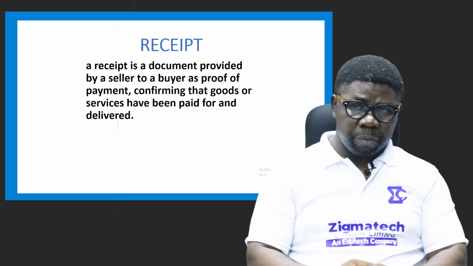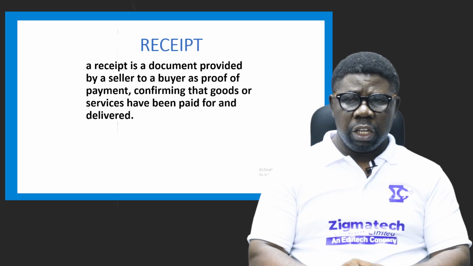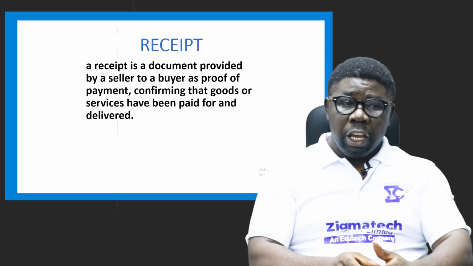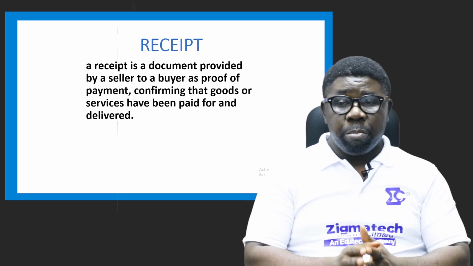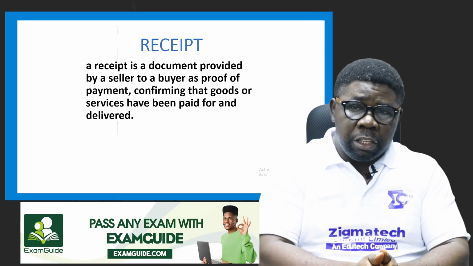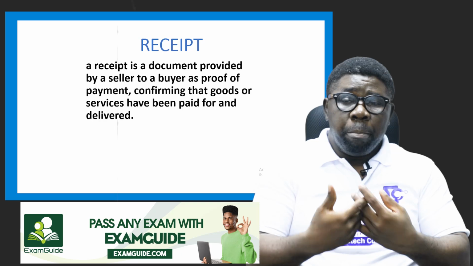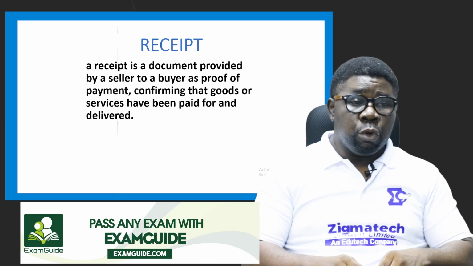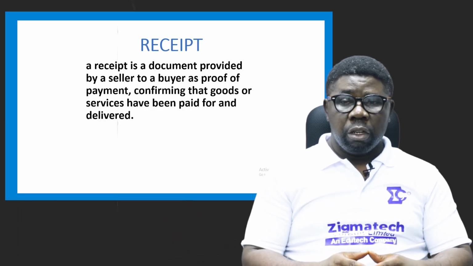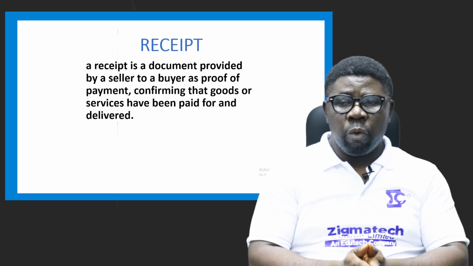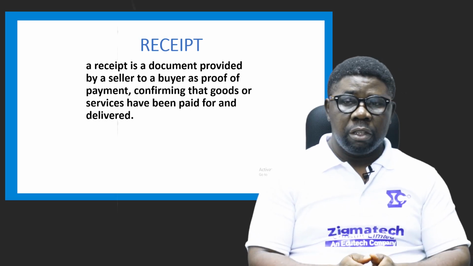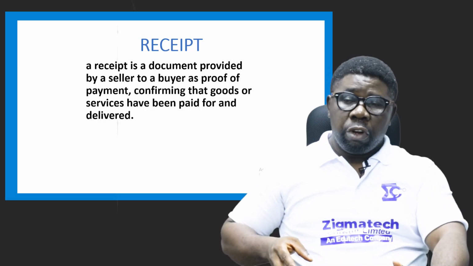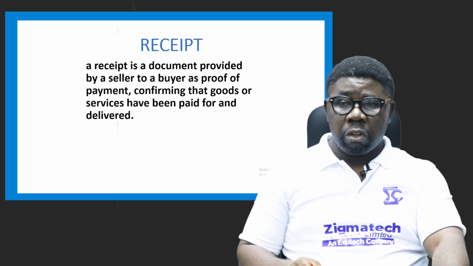Now we have receipt. Receipt is a document provided by the seller to the buyer as a proof of payment. You can see you're taking it chronologically, as a proof of what? Payment. If the buyer has paid, having received an invoice and made payment, he will get a receipt, which is what? A proof of payment for the goods ordered. So confirming that the goods or services have been what? Paid for and delivered. It's a very important document, of course. It helps to track transactions financially, of course.